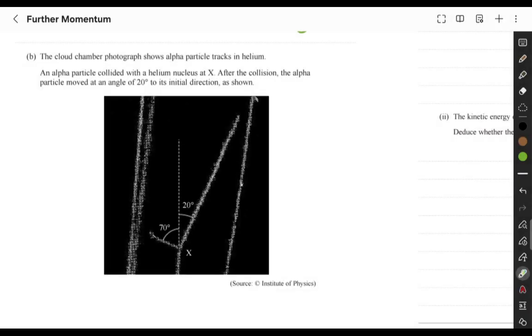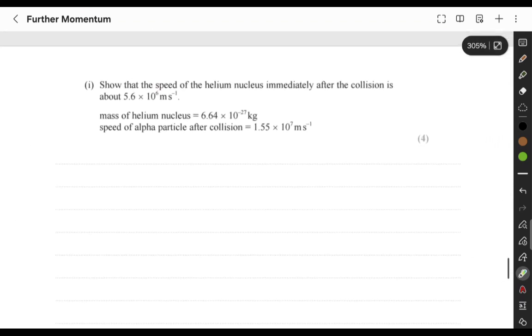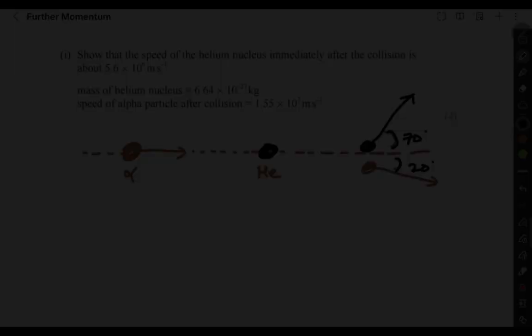Okay, now returning back to the question, we can see in part B it says the cloud chamber photograph shows alpha particle tracks in helium. An alpha particle collided with a helium nucleus at X. After the collision, the alpha particle moved at an angle of 20 degrees to its initial direction as shown. Then it says, show that the speed of the helium nucleus immediately after the collision is 5.6 times 10 to the power of 6 meters per second. They've given us the mass of the helium nucleus and the speed of the alpha particle after the collision.